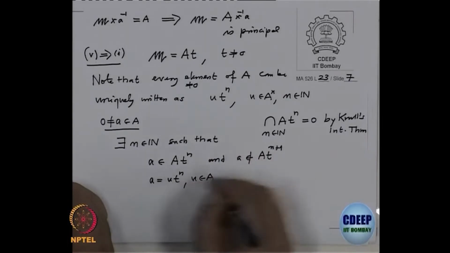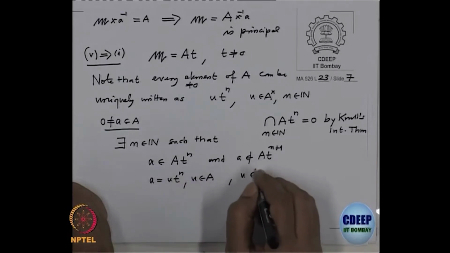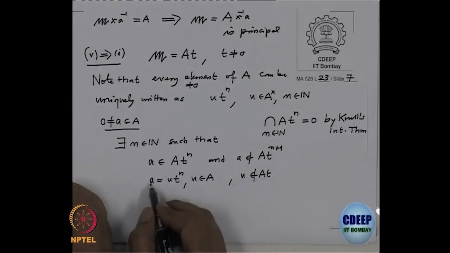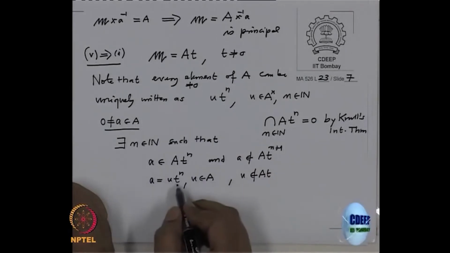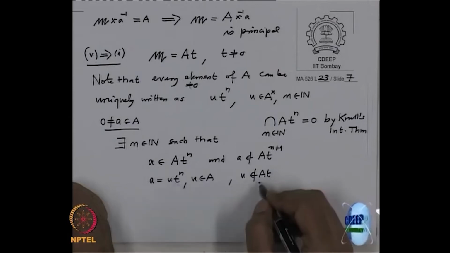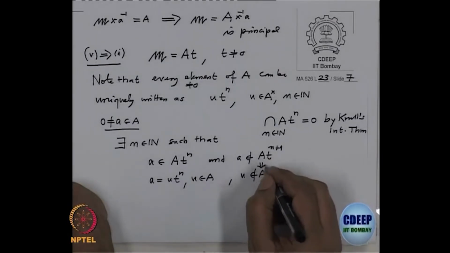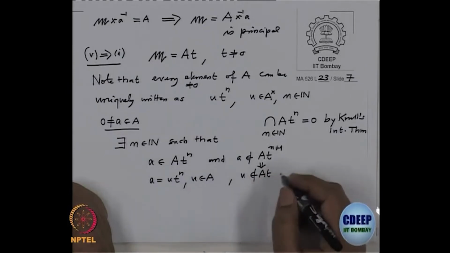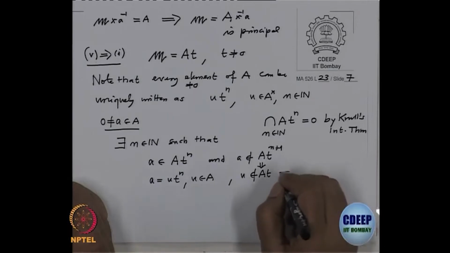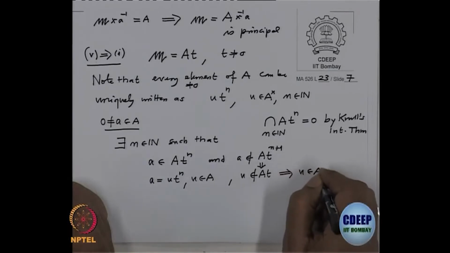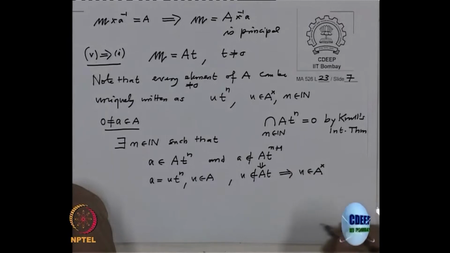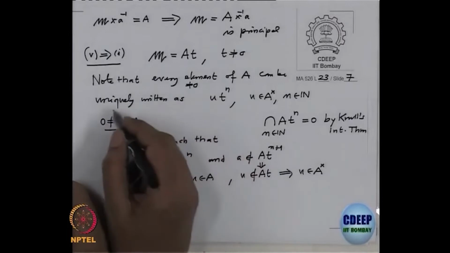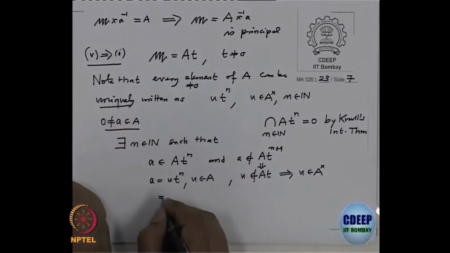Now, note that u cannot belong to A t, because if it is a multiple of t, then a will be a next multiple of this one. So, because of this u cannot be this. That means u is not in the maximal ideal. So, because we are in a local case, u belongs to the units, u is a unit in A.